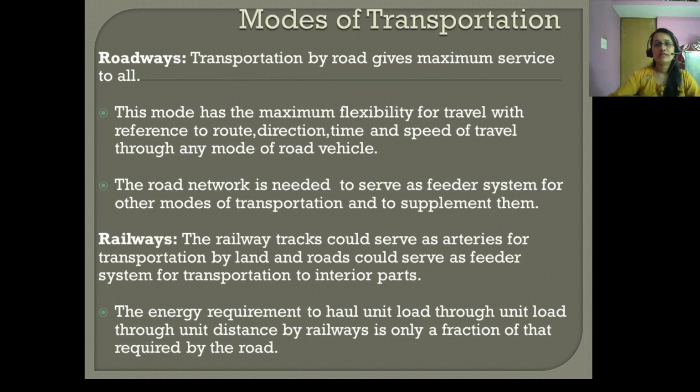So roadways, this mode of transportation offers maximum flexibility, okay, for travel. So in this mode, maximum flexibility is achieved. Then under railways, the energy requirement to haul unit load through unit distance by railways is only a fraction of that required by the road. Now, the railway tracks could serve as arteries for transportation by land, and roads could serve as a feeder system for transportation to interior parts.